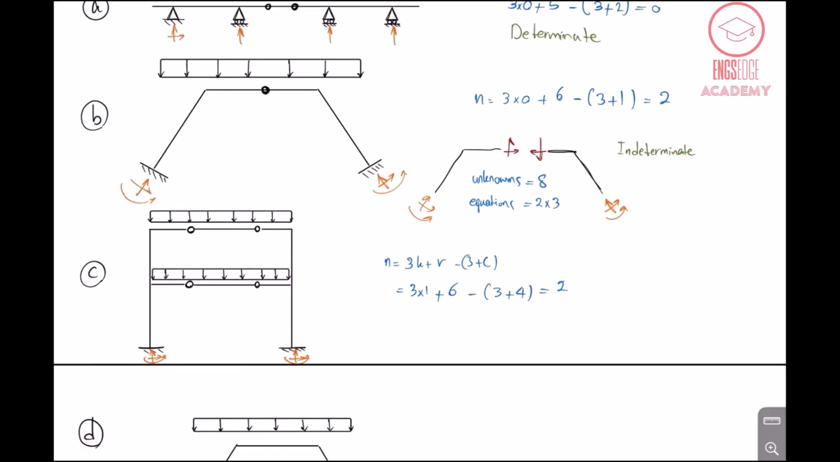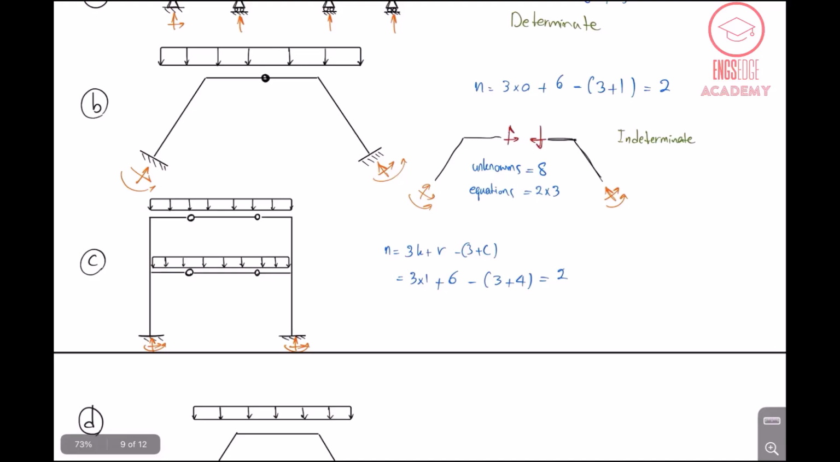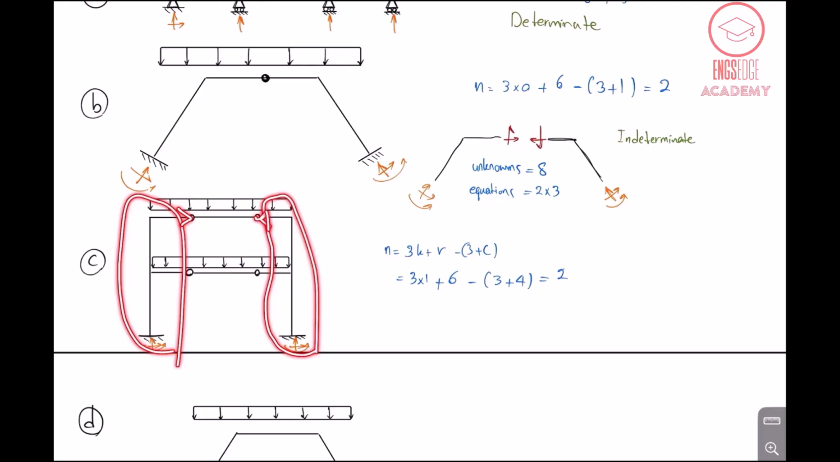Now, we could separate and analyze this again, but the important thing is that from a stability perspective, this part of the structure is stable, this part is stable, and it provides proper support for this section. So, the entire structure is stable.